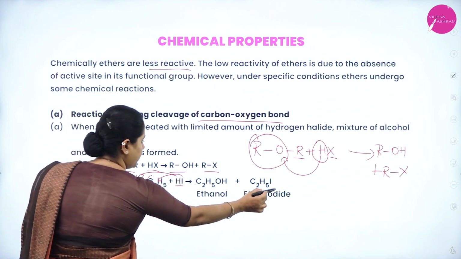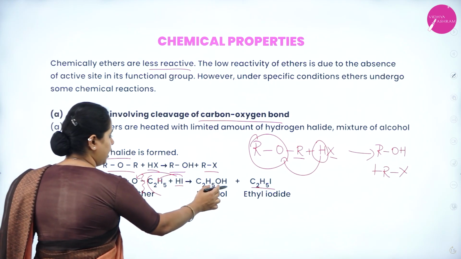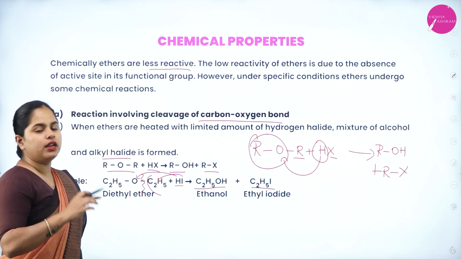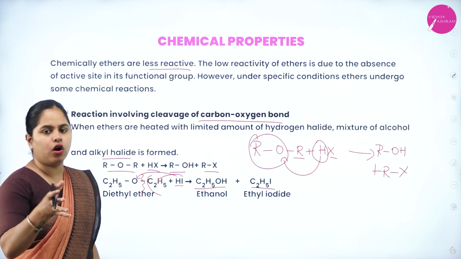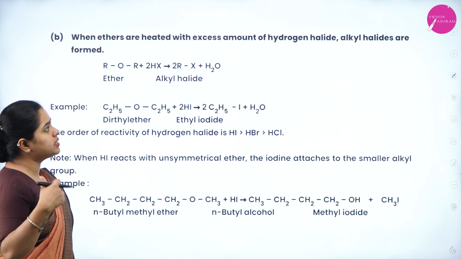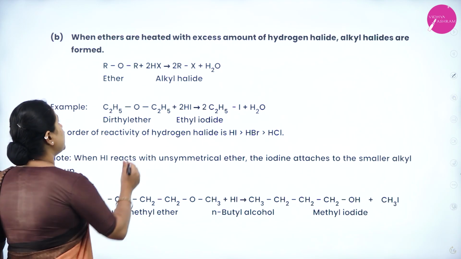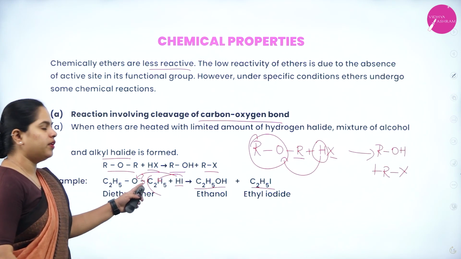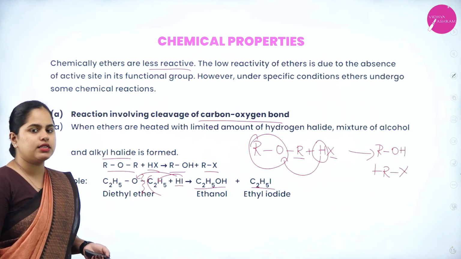So you will get C2H5I and C2H5OH, and this hydrogen will be attached here. So you will get an alcohol and an alkyl halide. So when ethers react with hydrogen halides, you're going to get a mixture of alcohol and alkyl halide. The next one is when ethers are heated with excess hydrogen halide, alkyl halides are formed. When we are taking excess of hydrogen halide, here we are not taking excess of hydrogen halide, so we get alcohol as well as alkyl halide.